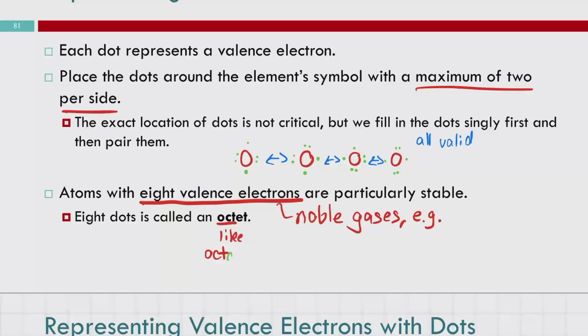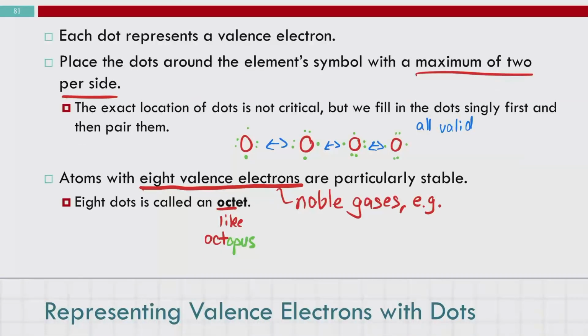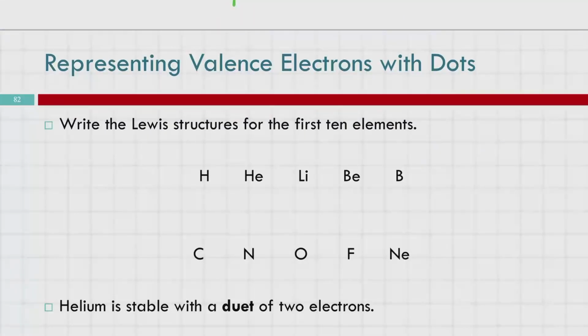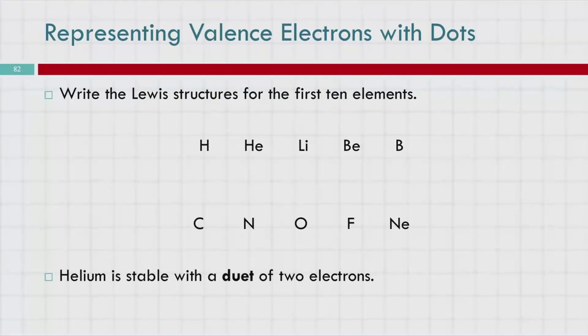Oct, like octopus. Or if you had 8 people singing all together, that would also be an octet. Like a quartet's 4 people. Anyway, so our goal generally for Lewis structures is full octets. Octet's the goal.